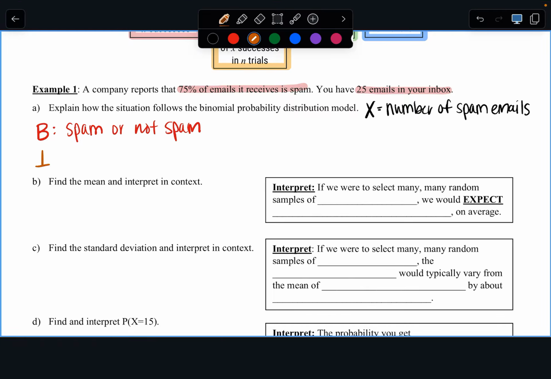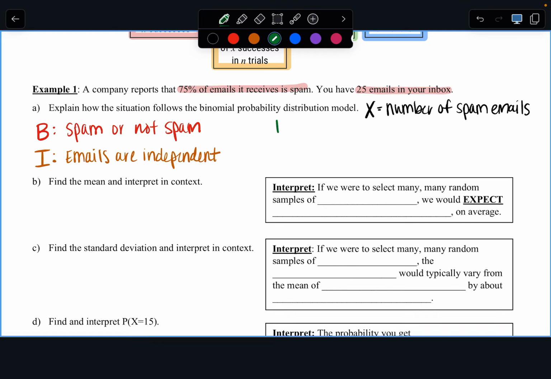I'm going in and checking, is it independent? For the most part, things that are inanimate objects, for instance an email, work independently. You getting one spam email isn't going to increase or decrease the probability of the next email coming in being spam. So we can say emails are independent, because they're not influencing each other anyway.